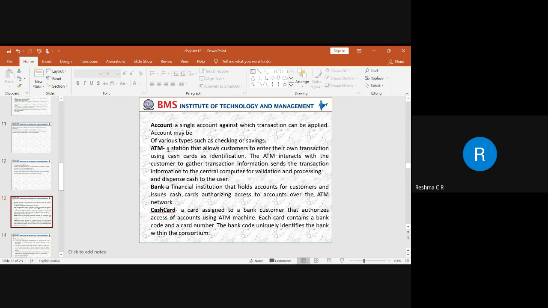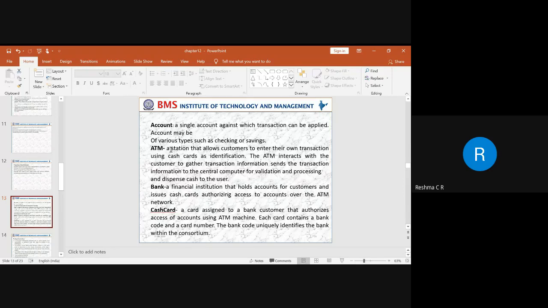The next thing is ATM. When we say ATM is a class, what is that ATM class going to perform? We know that ATM is a machine, deployed under a particular station, where it allows different customers to perform a transaction using cash cards. Cash cards are nothing but your debit cards. Based on a debit card, it is going to identify the customer.